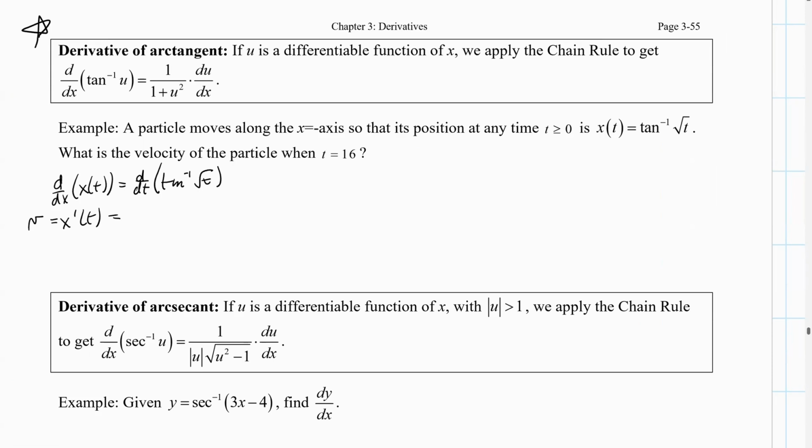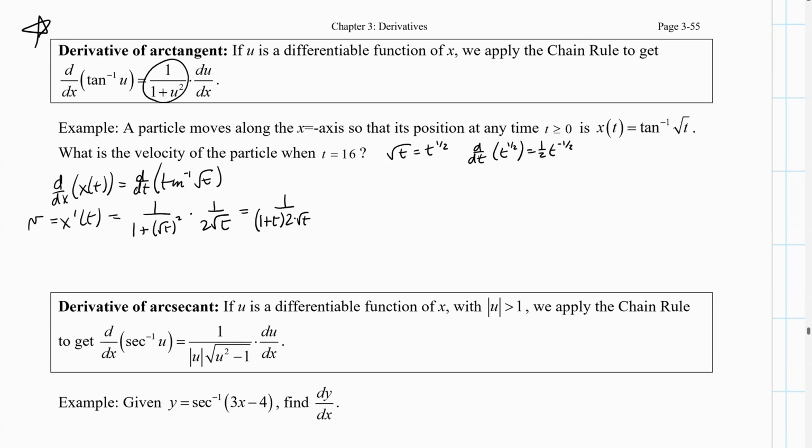And inverse tangent, 1 over 1 plus u squared, and u in this case is the square root of t, squared. And then we have a chain rule, which is the derivative of the square root of t. Remember, the square root of t is t to the 1/2. The derivative of t to the 1/2, bring down the power, reduce the power by 1. That ends up being 1 over 2 root t. Or to clean this up, we get 1 over 1 plus t times 2 root t.